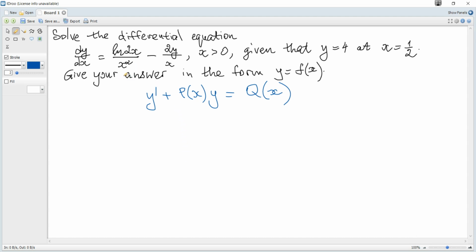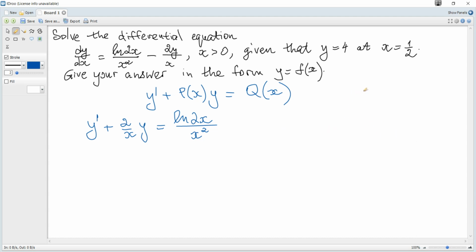And we can see that if we move negative 2y over x to the left, we get, I'll write just y primed instead of dy dx, it doesn't matter. So it becomes y primed plus 2 over x y is ln 2x over x squared. And we can see that a given equation is exactly of a given form. And the next step is to find the integrating factor.